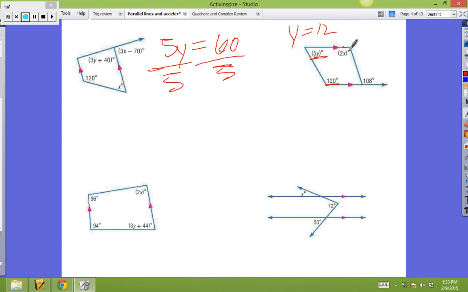And then to find the x, the relationship between that and the 108, these are alternate interior angles, so they're congruent. So 2x has to be congruent to 108. So now you divide by 2, divide by 2. So x has got to be 54.